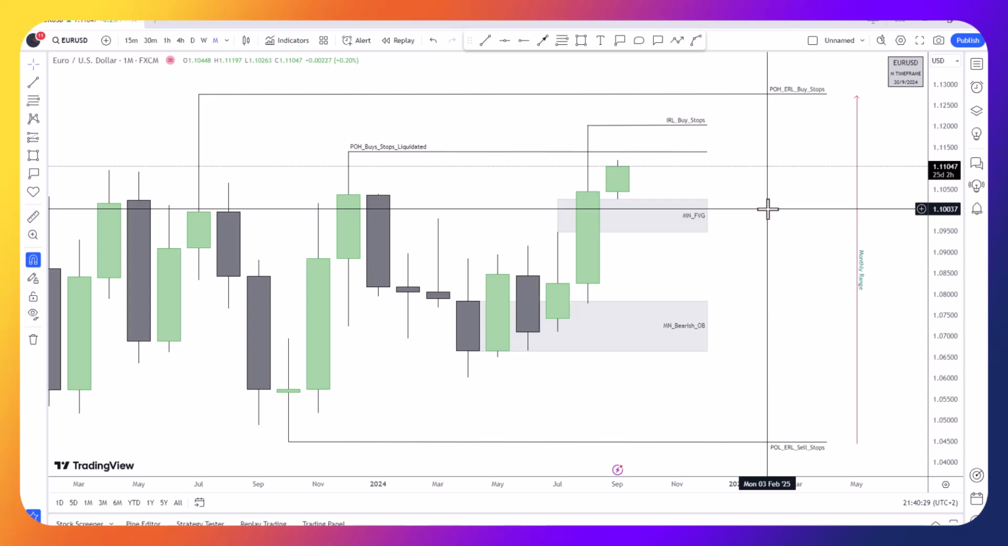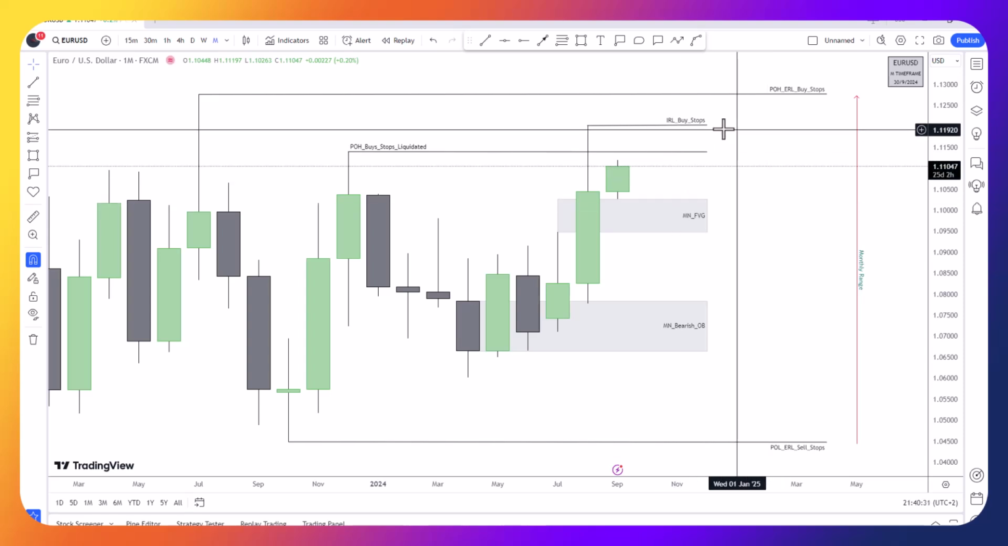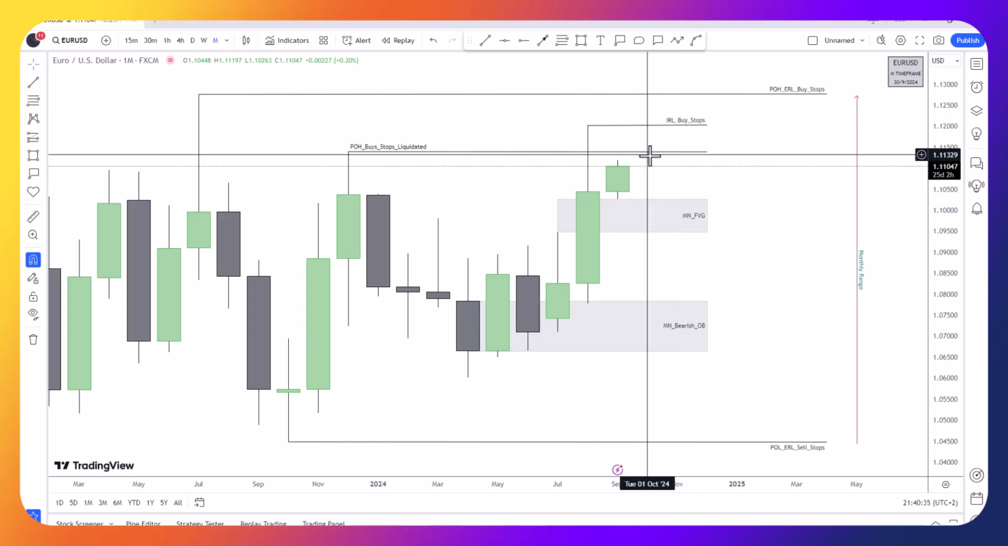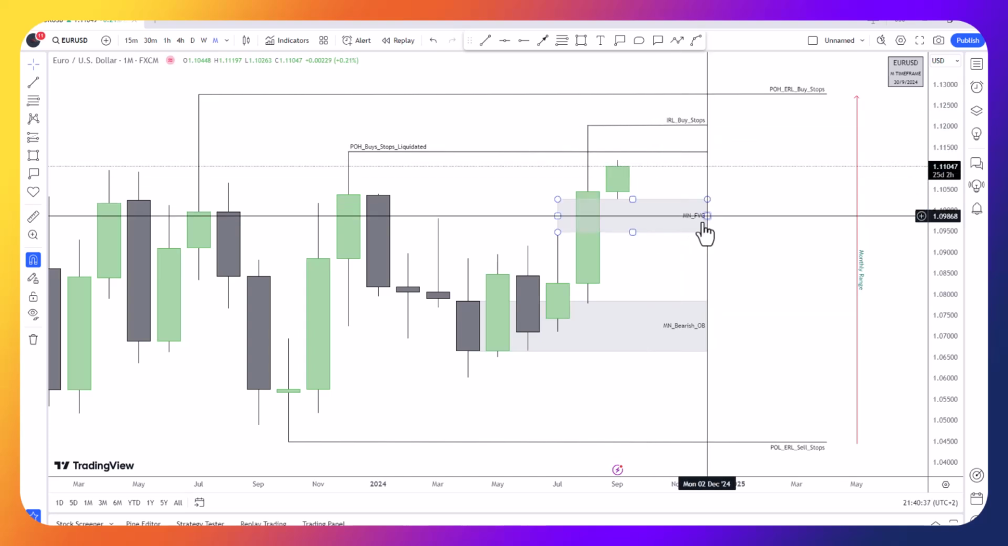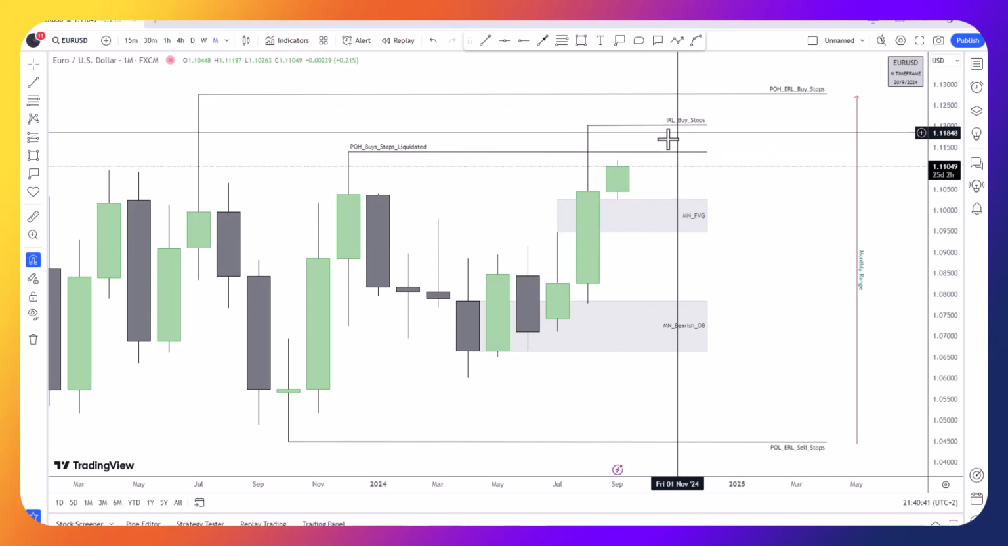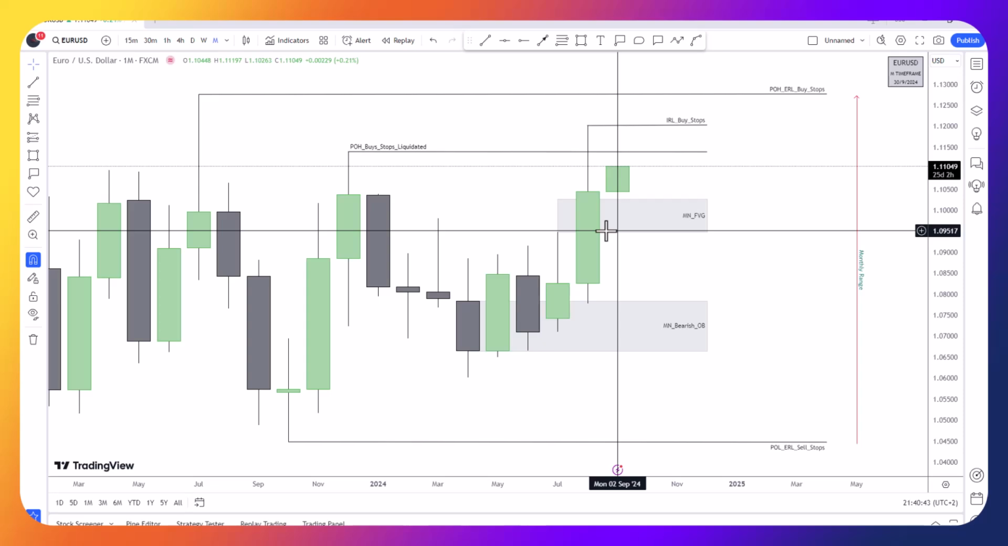So we've got those buy stops. That's a target. You'll be looking for price to trade to these levels, but that target only comes after price has traded into discount. That's when you can target these levels that I've marked.